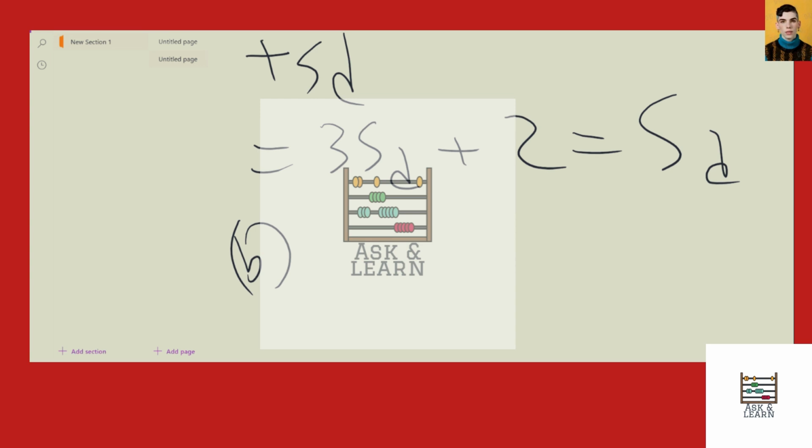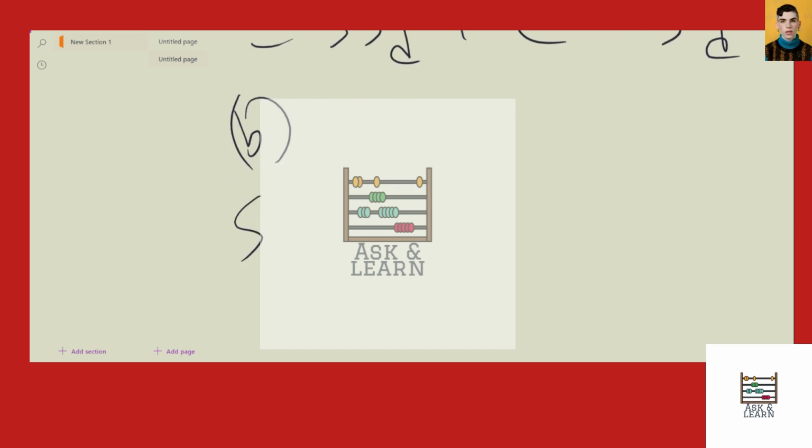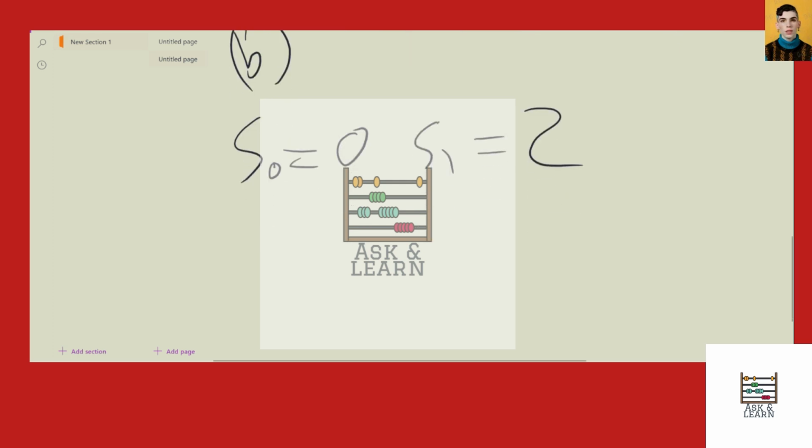Next, we're asked to solve this recurrence to find a formula for the number of moves required to solve the puzzle for N disks. Okay, so we know for 0 disks it's just 0. For 1 disk it's going to be 2 moves because you have to use peg 2. In a regular game it would be 1 move. So the added restriction makes it 2.